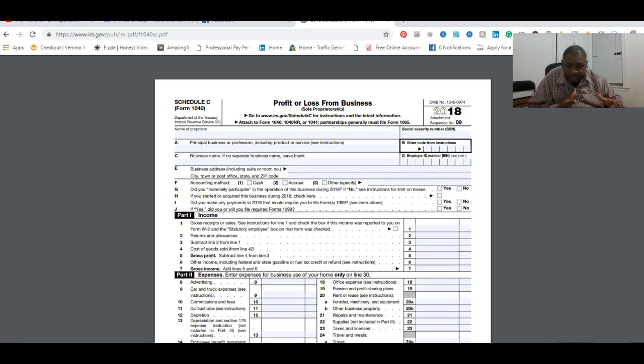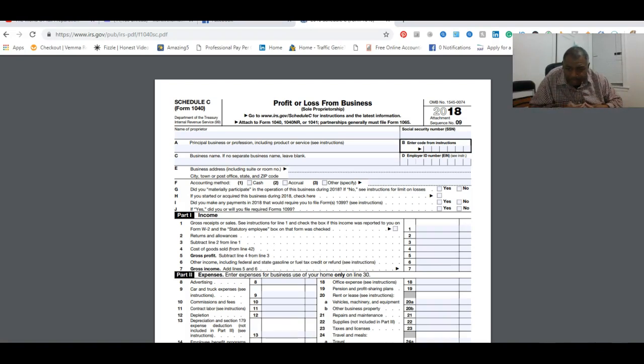And then we go into Part 1, income. So, gross receipts and sales. Generally, whatever type of business you did for the year, if you did your books and you realized you made $39,546, that'll go on line 1.